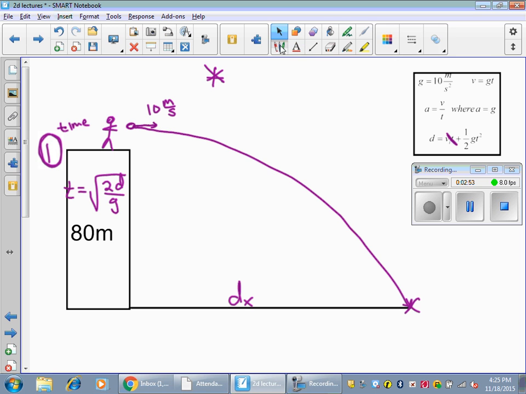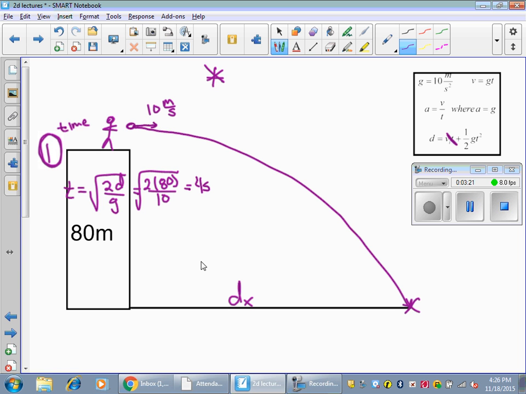Let's do that here. Okay, so let's plug it in. 2 times my 80, and then divided by g. What's g? It's 10, right? So then you put in your calculator 2 times 80 divided by 10. Square root of that, you get 4. 4 seconds. Okay, that's important.